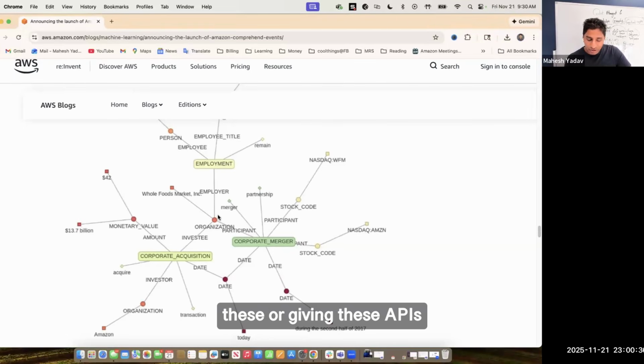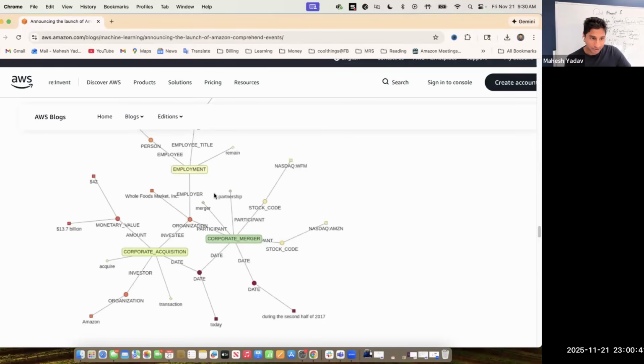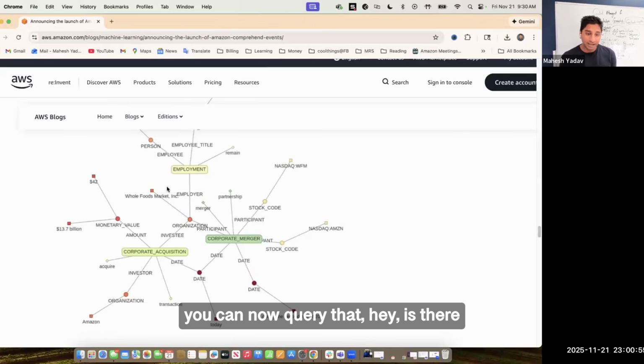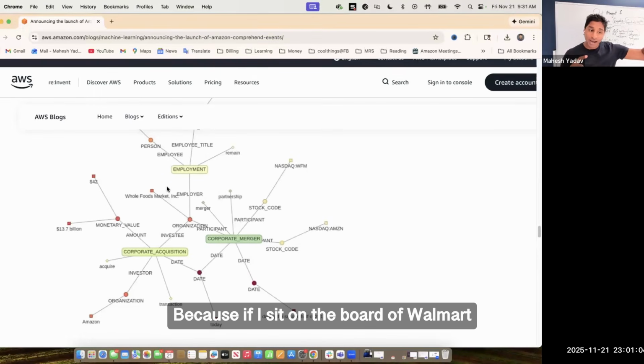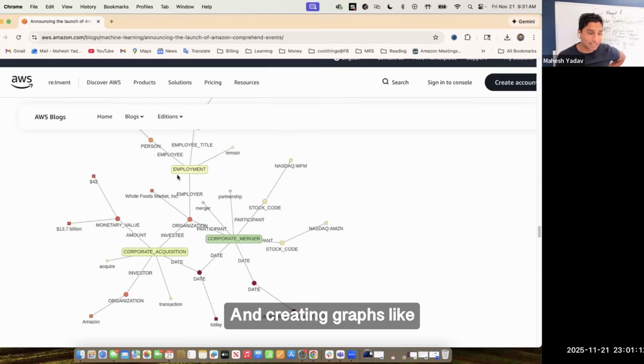And the idea of creating these or giving these APIs was that now you can build better search, right? So Thomson Reuters, LexisNexis provide APIs and charge you for proprietary knowledge to do research. And if you can represent information in knowledge graphs, you can now query that, hey, is there a conflict of interest between Walmart and Amazon? Because if I sit on the board of Walmart and my wife is the CEO of Amazon, then there is a conflict of interest, and creating graphs like this can answer those questions. Okay, I gave you 2 examples.